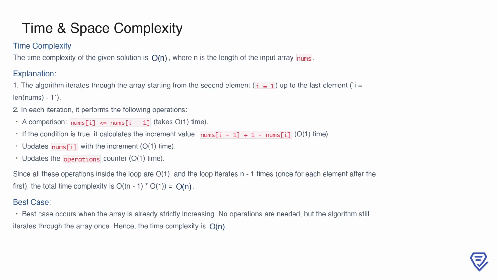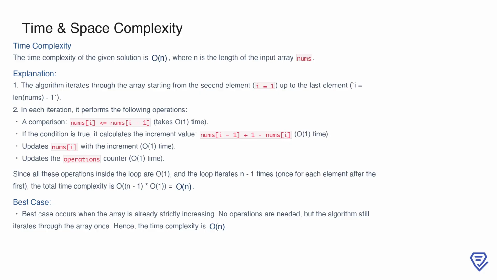The time complexity of this solution is O(n), where n represents the length of the input array. This is because the algorithm processes the array in a single loop, starting from the second element and iterating through to the last. In each iteration, a few constant time operations are performed. These include a comparison to check if the current element is less than or equal to the previous one, a calculation to determine the increment value if an adjustment is needed, updating the current element, and incrementing the operations counter. All of these are O(1) operations. Since the loop runs n-1 times, the overall time complexity becomes O(n-1) * O(1), which simplifies to O(n).